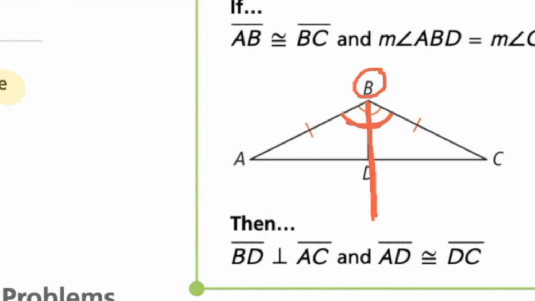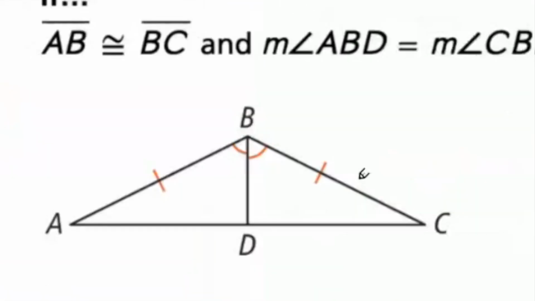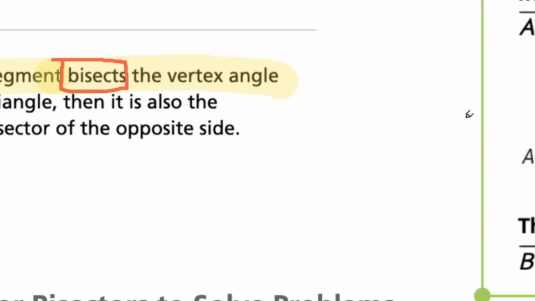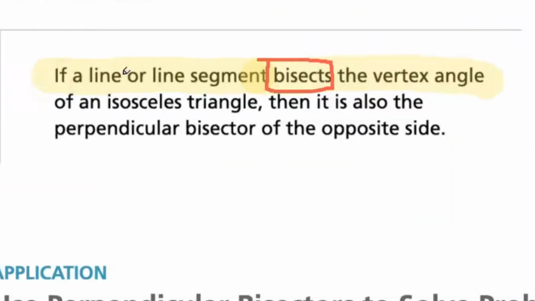Bisect means dividing the angle into two congruent angles. As you can see, they put here notation for congruent angles. Let me zoom. Can you see this angle here, this small arc? This is congruent to this. That means this line is bisecting into two congruent angles. That's all. So if a line or line segment bisects the vertex of an isosceles triangle, make sure this applies only to an isosceles triangle, not any triangle, okay?